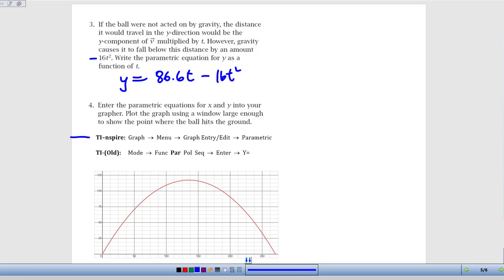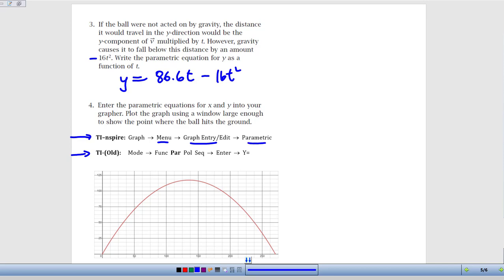And so the way we access parametric mode in the two different types of calculators. You can see there the set of button clicks for the Inspire. So you've got to get into the graphing menu on the Inspire. You then hit the menu button, and then within that set of options, you choose the graph entry edit. And so there you'll see a whole list of different types of equations that you can use. And so what we want to choose is parametric.